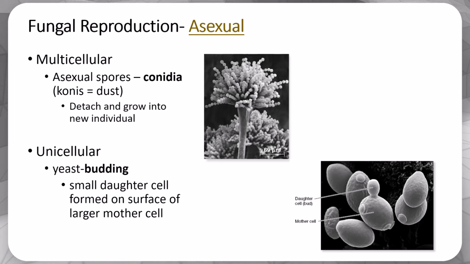So with asexual fungal reproduction, they could actually do this with multiple cells or single-celled. With multicellular asexual fungal reproduction, they can produce these asexual spores that are called conidia. So these individual spores will detach and grow an entirely new individual. Or they could do single-celled asexual reproduction where this piece here buds off and becomes a new fungus. So yeast do budding for asexual.